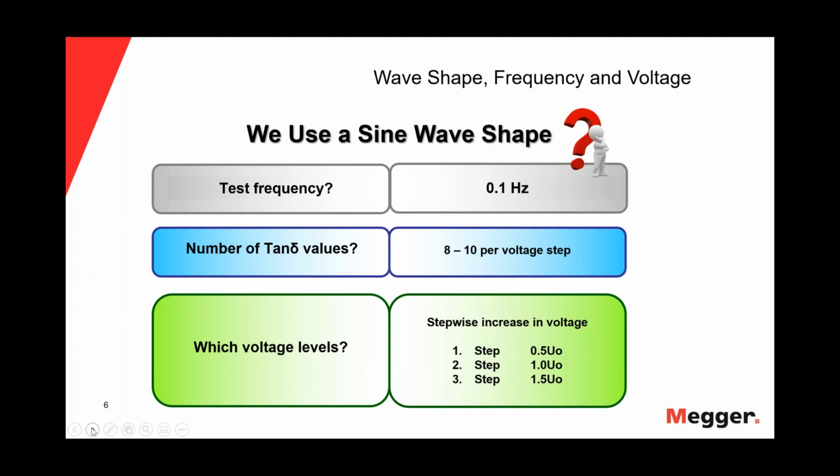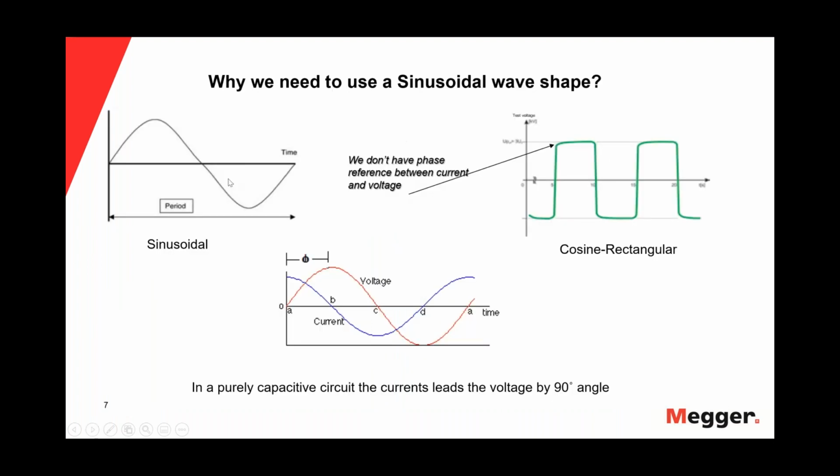Any questions? Okay, so why do we need to use a sinusoidal wave shape? Here's the sinusoidal as you saw earlier, and the difference is here on the right, the cosine rectangular. We don't have the phase reference between the current and the voltage in this cosine rectangular for the tan delta measurement, as opposed to VLF. In a purely capacitive circuit, the current leads the voltage by a 90-degree angle. As applied here, A is the voltage, B is the current, and this is the time.